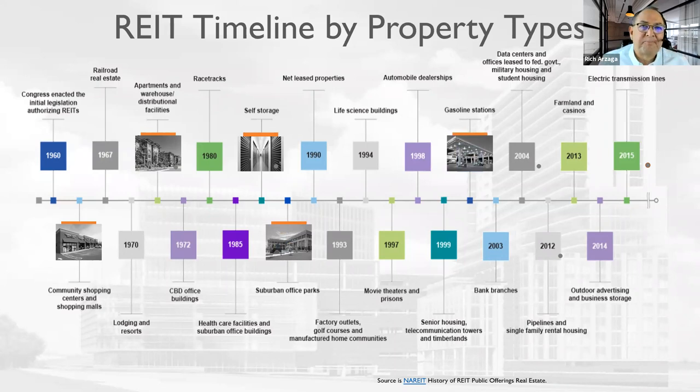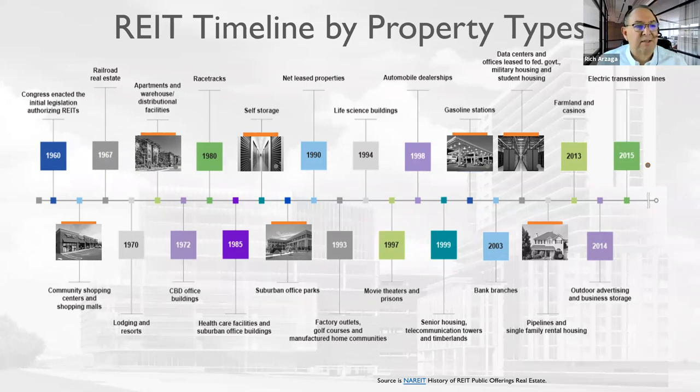Basically, if you can think of a property type in commercial real estate, there's probably a REIT for that. In 2004, data centers. That makes total sense given the rise of the internet and e-commerce. 2012, pipelines and single-family rentals. That's when those REITs came on the scene. And then finally, the last example is electric transmission lines in 2015. So you can actually buy a REIT for that. And there's lots of other ones that we didn't cover, the movie theaters, the banks, the life science buildings, and so on. But like I said, chances are if there's an asset class that you like, there's probably a REIT that addresses that asset class.